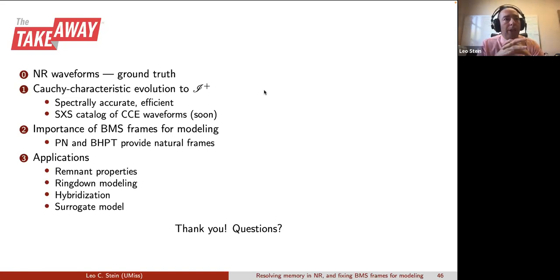the most well-known type of memory, the displacement memory, would be seen within like 3 years at the proposed sensitivity of next generation detectors. And then there's more subtle memory effects like this thing called the spin memory effect, which I don't remember what they said about whether or not it could be seen.